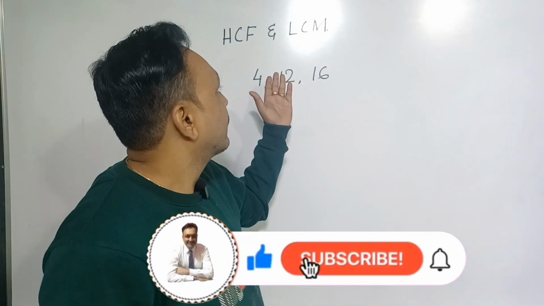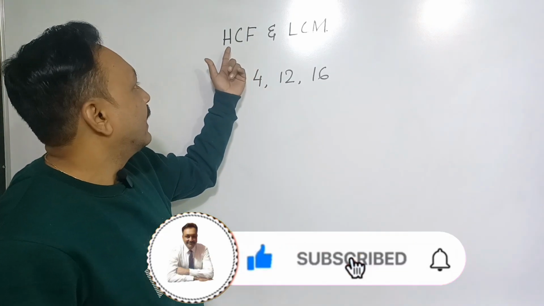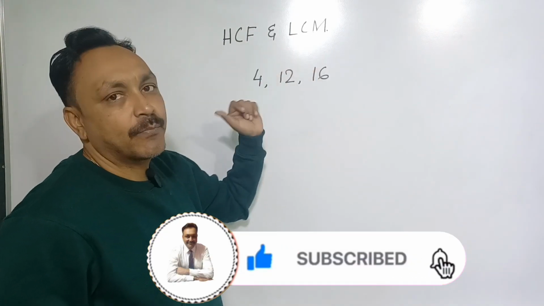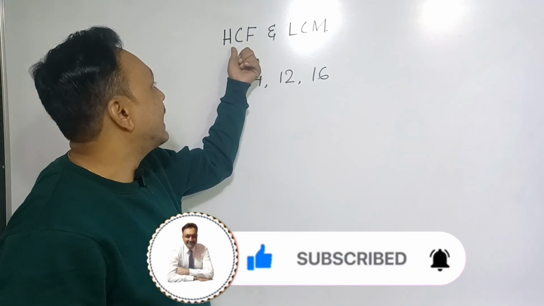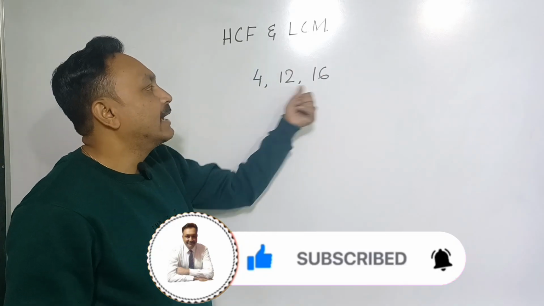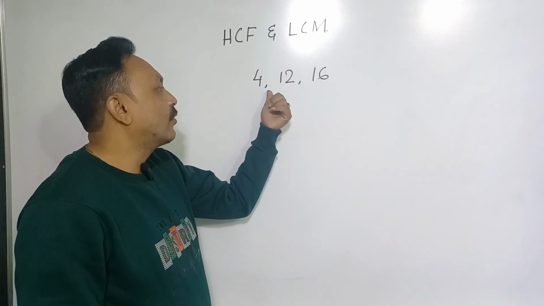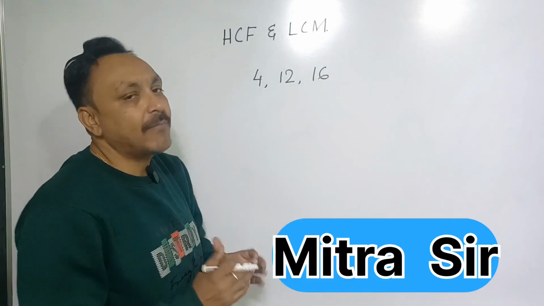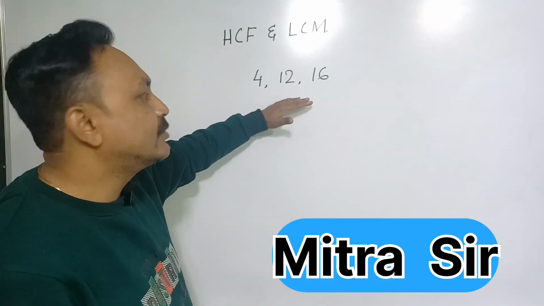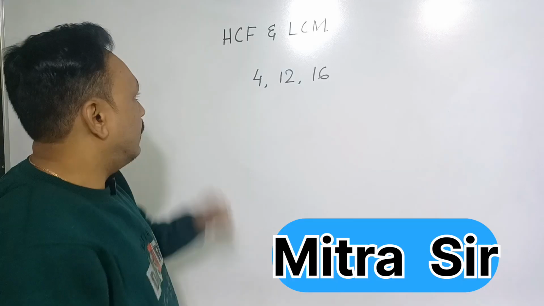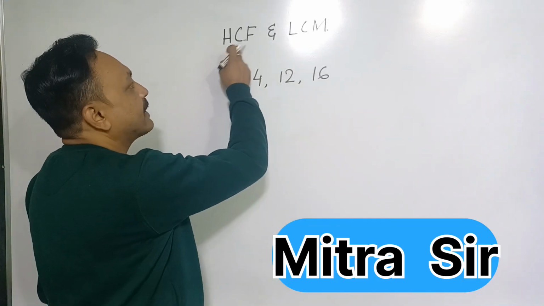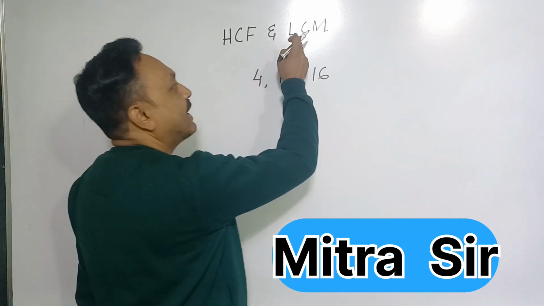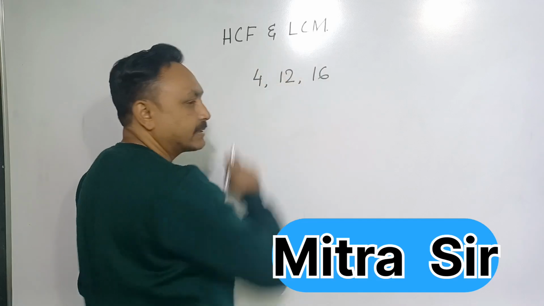So today you see on the board HCF and LCM. We are going to find out the HCF and the LCM of these three numbers, 4, 12 and 16, at a time. How to find the HCF and LCM at a time, we are going to learn in this video. HCF is the highest common factor and LCM is the least common multiple.